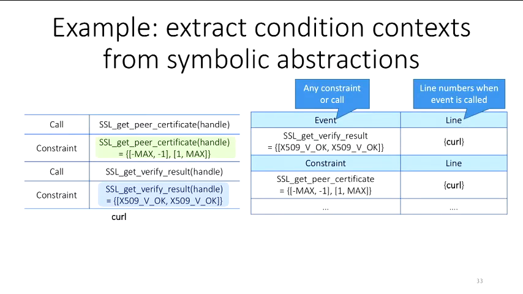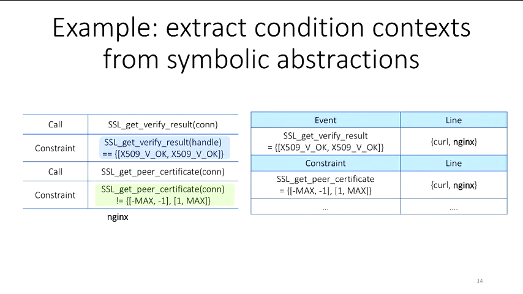Here is a symbolic abstraction of call. We collect all constraints by event. Event can be any constraint or any call. Here, we pick event SSL get verify result is OK. And there is a constraint which is SSL get peer certificate is not null.